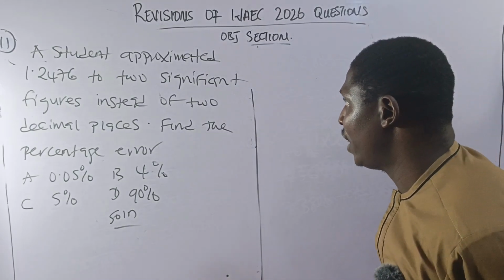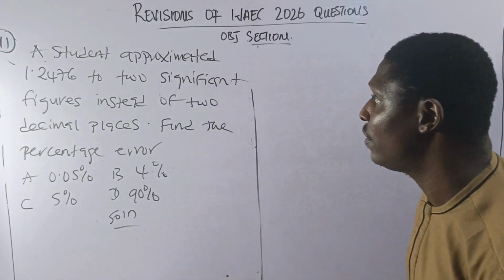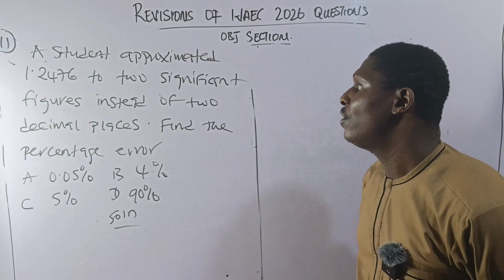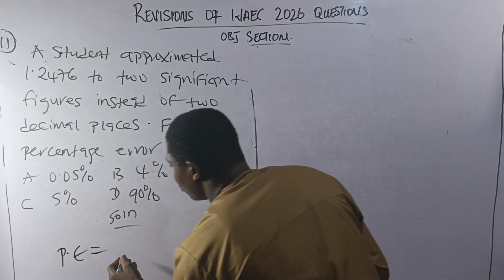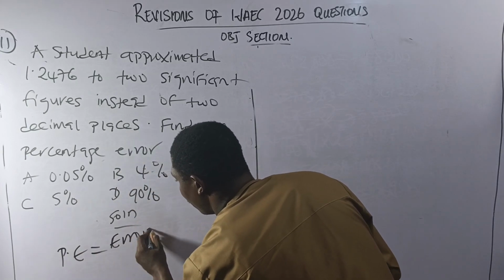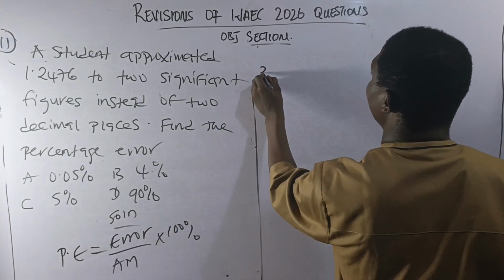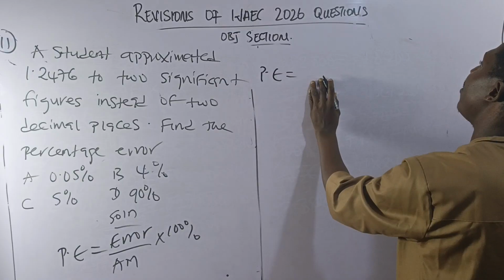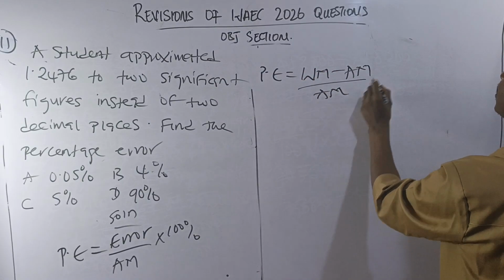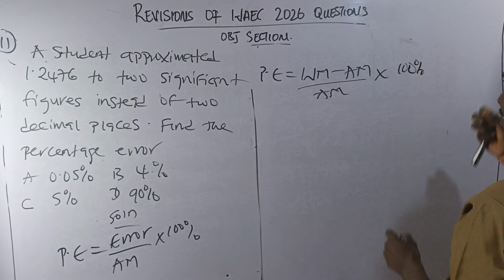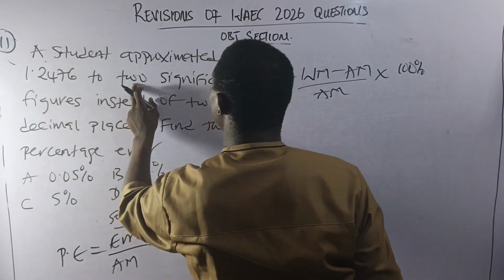We have a question on the board, question 11. It says a student approximated 1.2476 to two significant figures instead of two decimal places. Find the percentage error. What's percentage error? Percentage error, PE, is equal to what? Error over what? Actual measurement times 100%. Error is wrong measurement minus actual measurement over actual measurement times 100%.